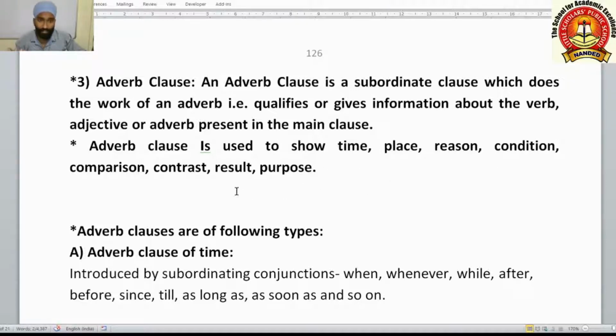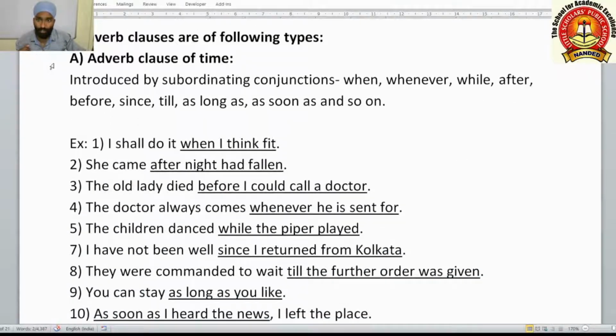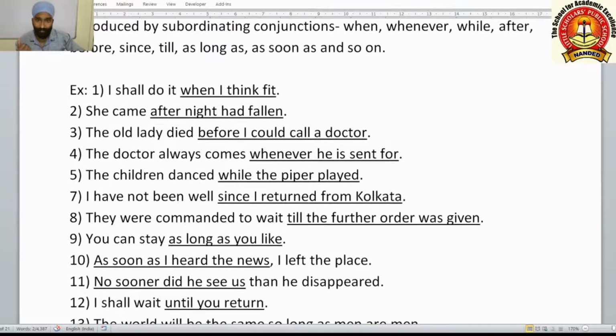Now what are these types? That we will understand one by one with examples. First of all, we will see the adverb clause of time. You have to write this clause name, and all these examples of time. It is introduced by subordinating conjunctions when, whenever, while, after, before, since, till, as long as, as soon as, and so on. No sooner than also comes in this category.